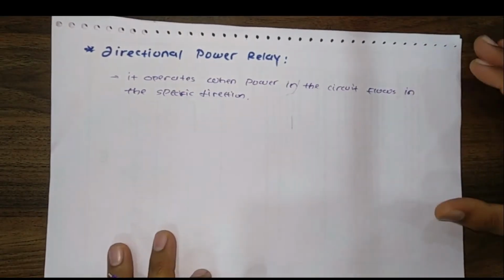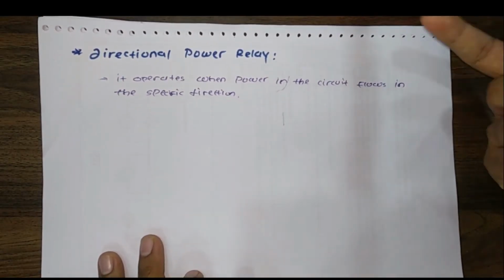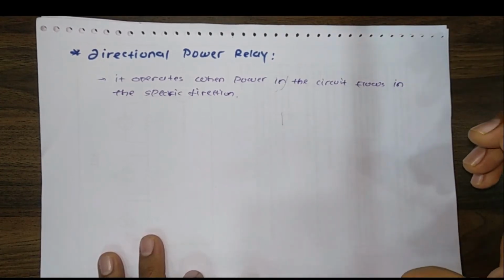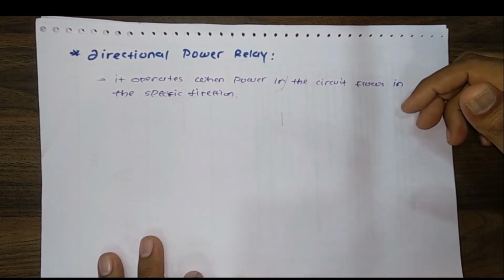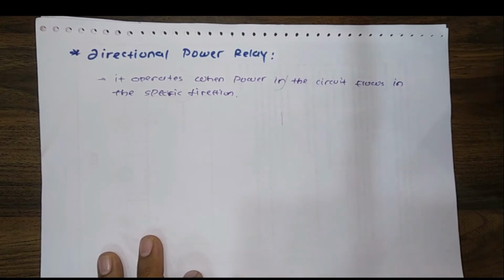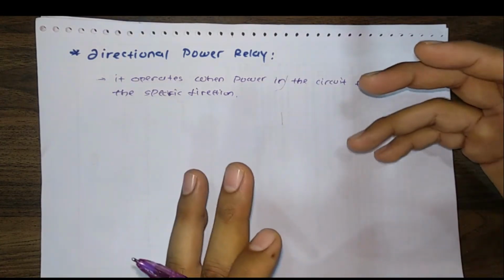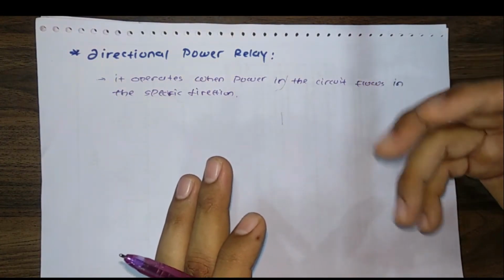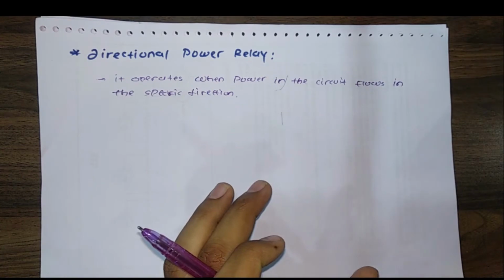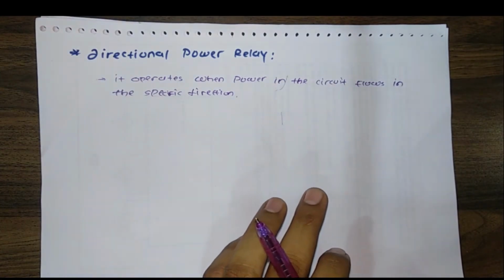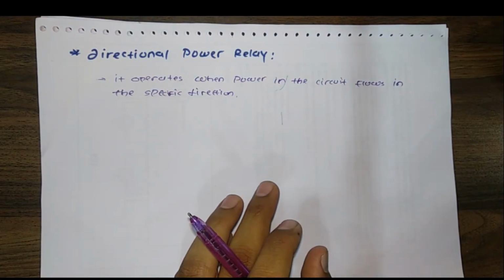Now, a number of tappings are provided to the current coil with which the desired current setting can be achieved. Restraining torque is also provided by the spiral spring, and the spindle of the disc carries the moving contacts which make contact with the tripping circuit terminals when the disc rotates. So how does it work? That we are going to see.